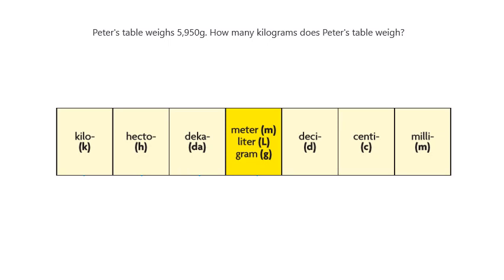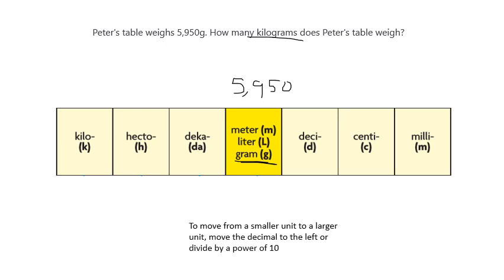I know my grams are my base unit, so that's in the middle. So I can put 5,950 there. It says, how many kilograms does Peter's table weigh? Well, I know the rule states to move from a smaller unit to a larger unit, I'm going to move my decimal to the left, or I'm going to divide by a power of 10. It's easier to move the decimal than it is to divide. So let's assume that our decimal sits right there on the end.